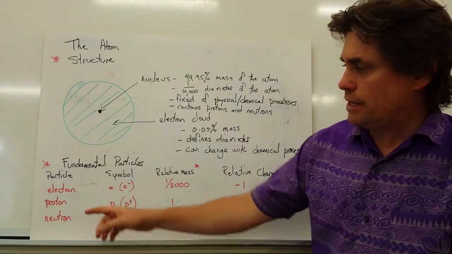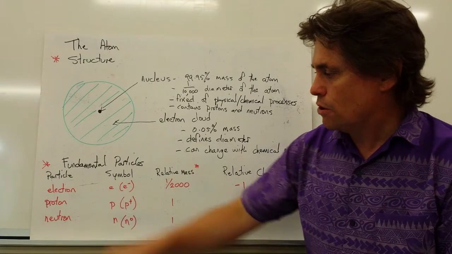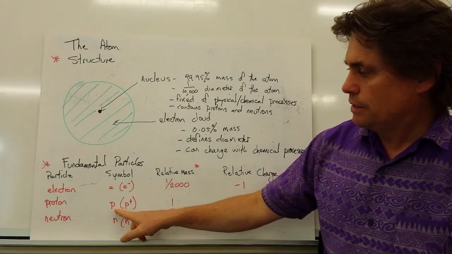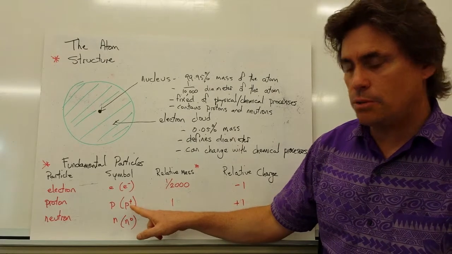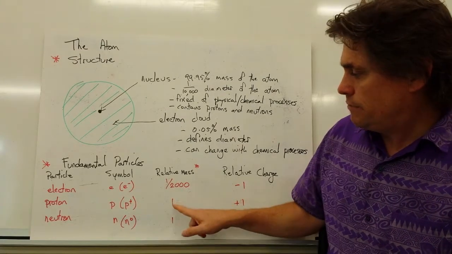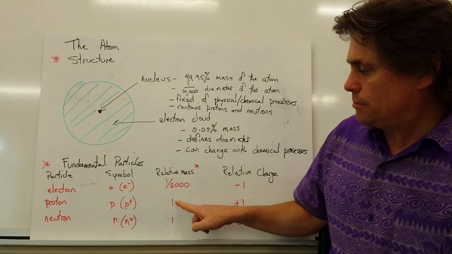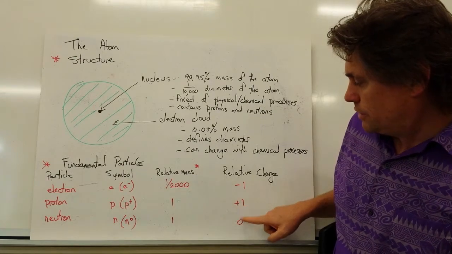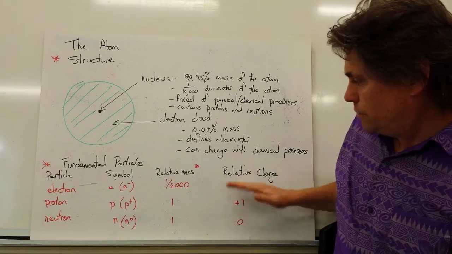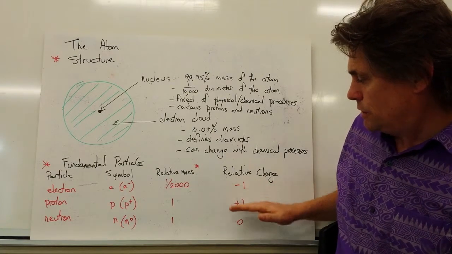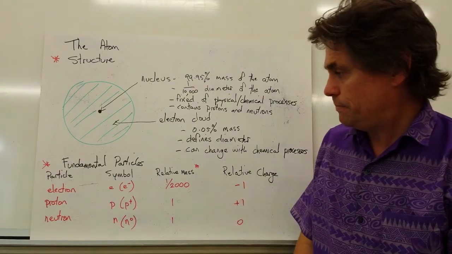We've also got our second particle, which is called a proton. We denote it with a little p, sometimes known with a p with a plus on it, to denote that this has a positive charge. The relative mass compared to a hydrogen atom is 1. The relative charge compared to a neutral charge is +1. So we see that we've got our two particles here with a positive and negative charge on them.